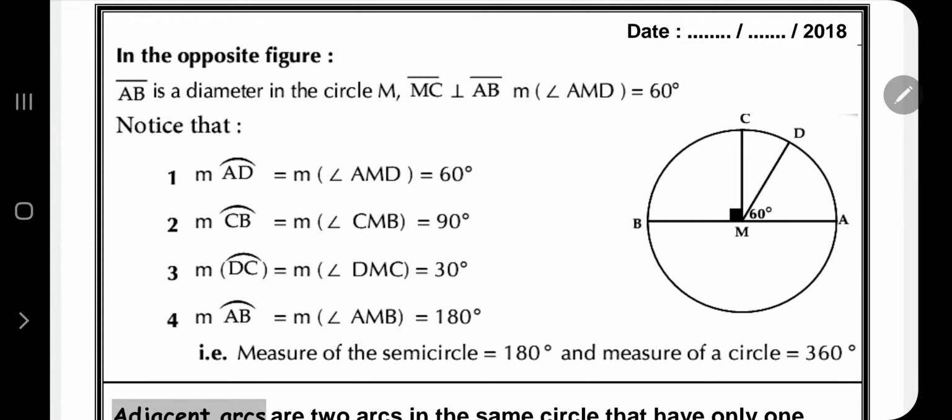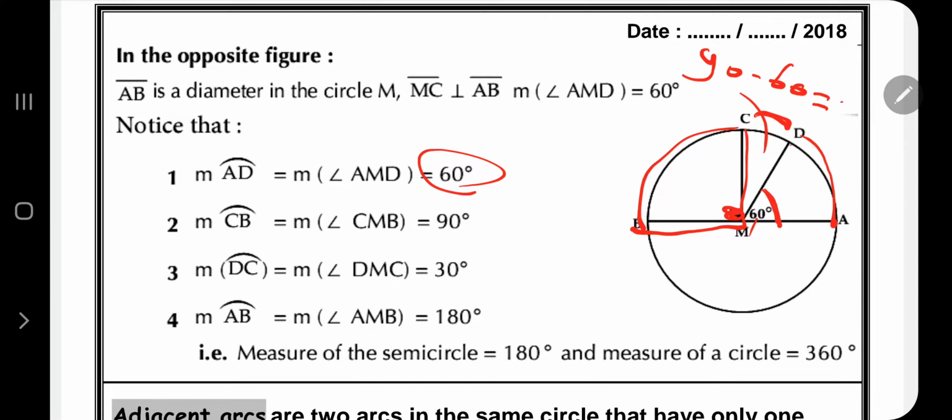For example, the measure of central angle AMD equals 60. So the measure of arc AD equals the measure of central angle AMD, which is 60. Also the measure of arc CB equals the measure of angle CMB, which equals 90. What about the arc CD? Measure of arc CD equals measure of angle CMD, which equals 90 minus 60, which is 30 degrees.